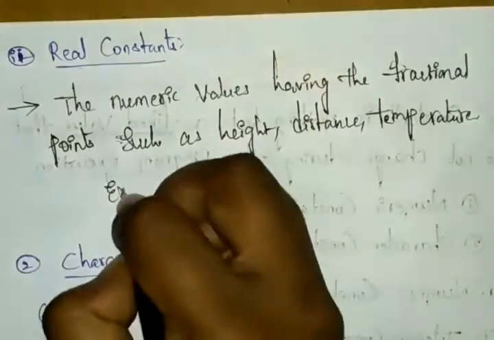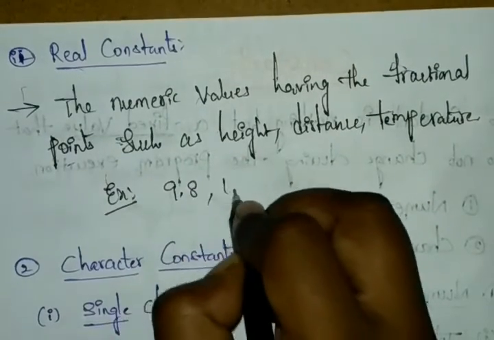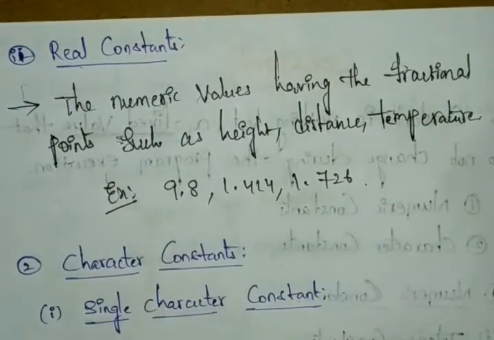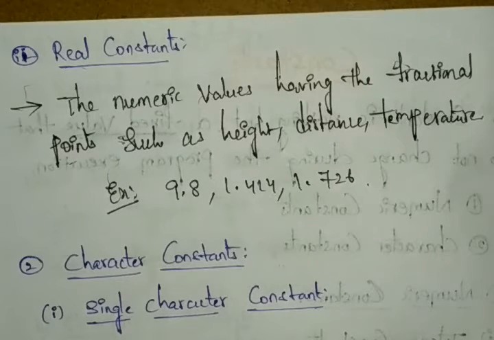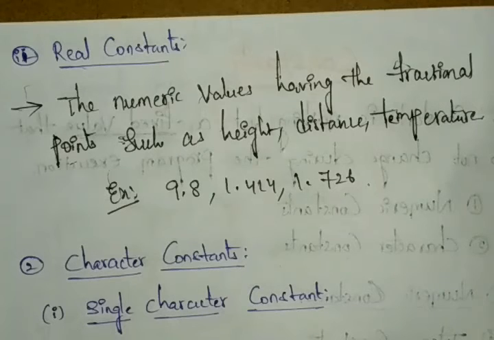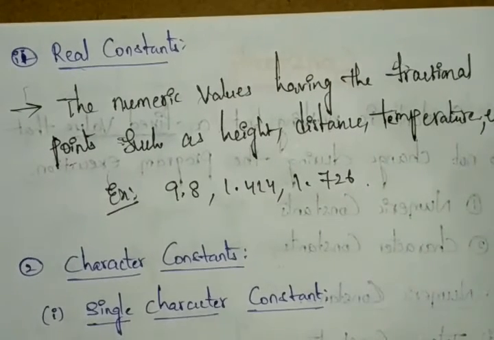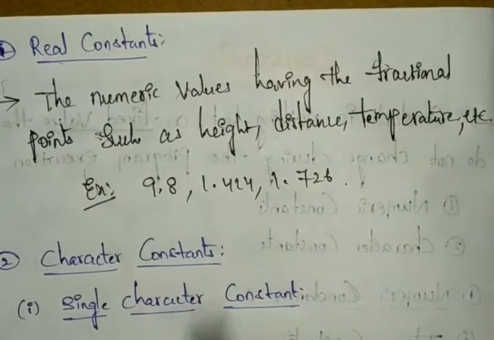For example, here I'm writing 9.8, 1.414, and 1.726, like this. Okay, so you can observe here, integer constants have just numeric values and will not accept fractional points. Real constants accept values with fractional points. Suppose you're finding any heights, distances, temperatures, etc., anywhere. In that time these constants will be used. For example, like this we can work.